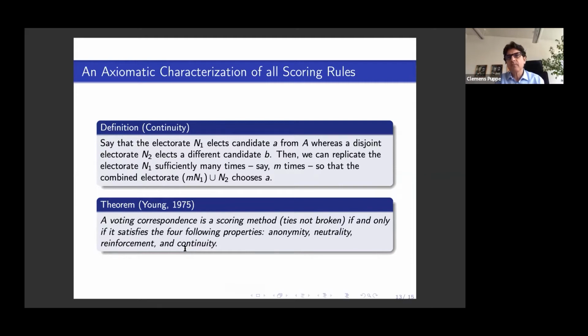scoring rule. Or in other words, can I ask a question? Of course, of course. How is the reinforcement property related to the participation property of Moulin?